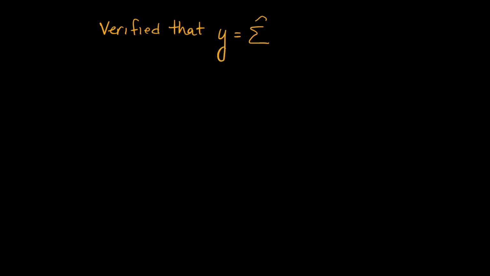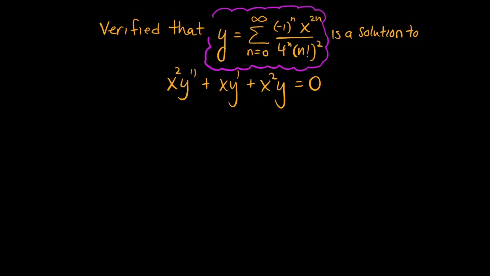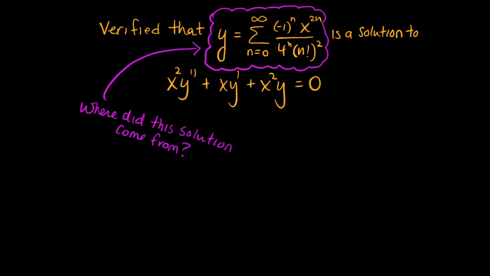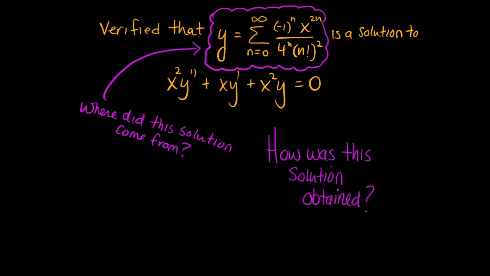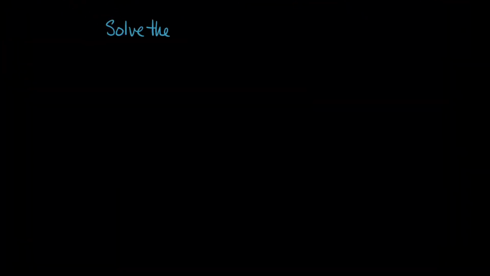Now, we have verified that the series that they provided us with, this very elaborate looking series, is a solution to the differential equation x squared y double prime plus xy prime plus x squared y equals 0. But where did this solution come from? I mean, it is so elaborate, it doesn't seem like someone could guess this solution. So how was this solution obtained? That's the next part of our video.